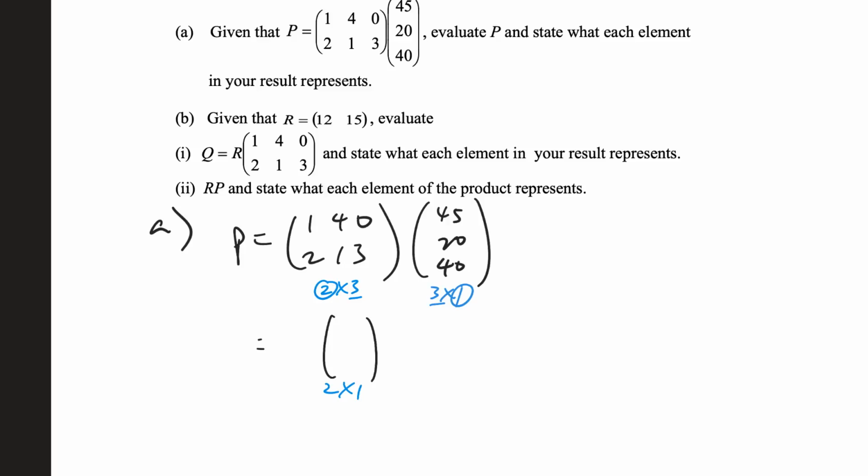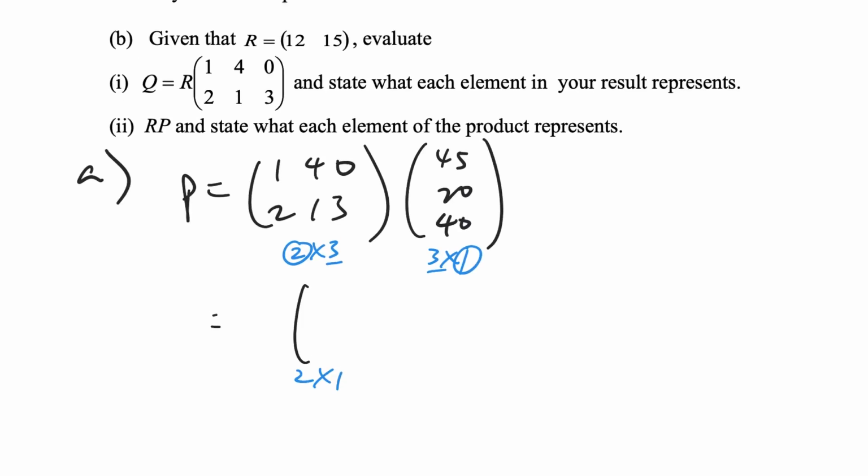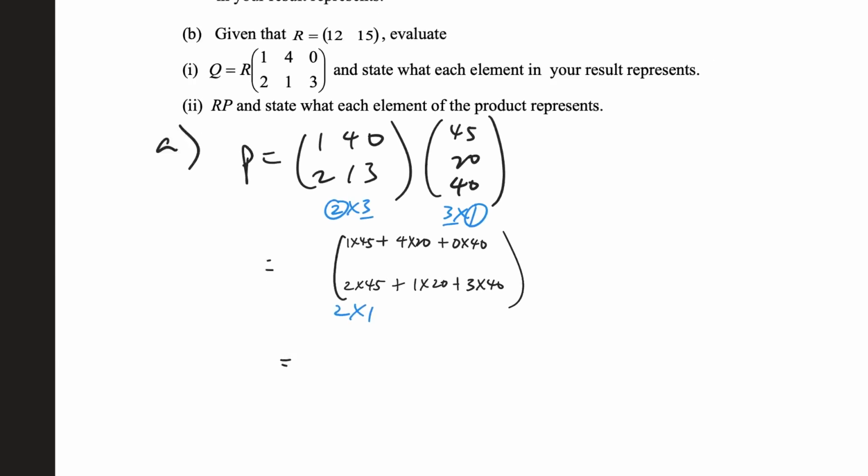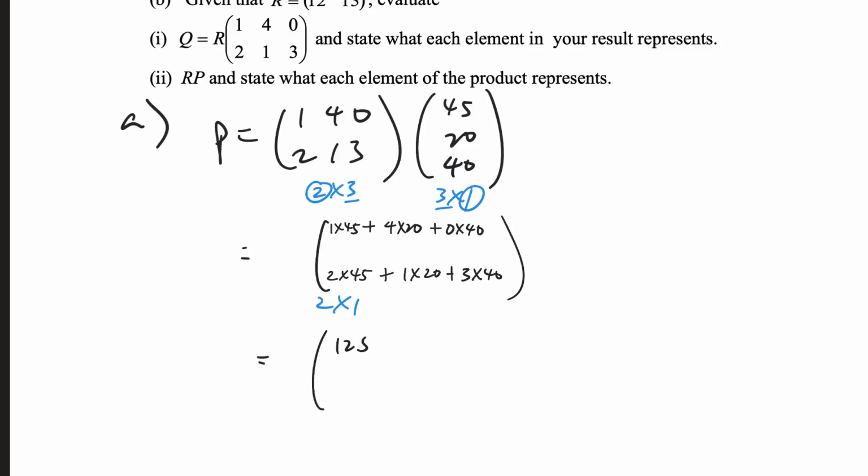2 rows, 1 column. And let me just create some space for that. Okay, so this is first row, 1 column, first row, 1 column. So 1 times 45 plus 4 times 20 plus 0 times 40. And second one will be second row, 1 column. There's only 1 column, right? Second row, 1 column. So that will be 2 times 45, 1 times 20 plus 3 times 40. Yep. You key all of that into a calculator and you get this matrix 125 and 230.